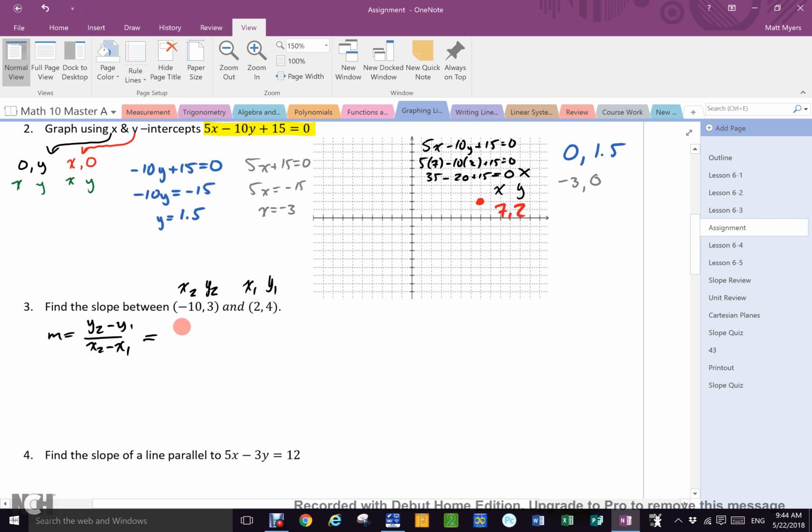What's y2? 3 minus, what's y1? 4. Over, what's x2? Negative 10 minus, what's x1? 2. What's 3 minus 4? Negative 1. What's negative 10 minus 2? Negative 12. Two negatives make a positive slope, 1/12. All of you should have been able to do that.